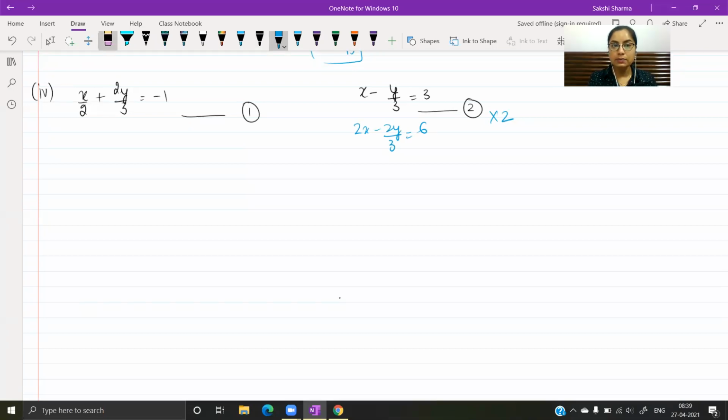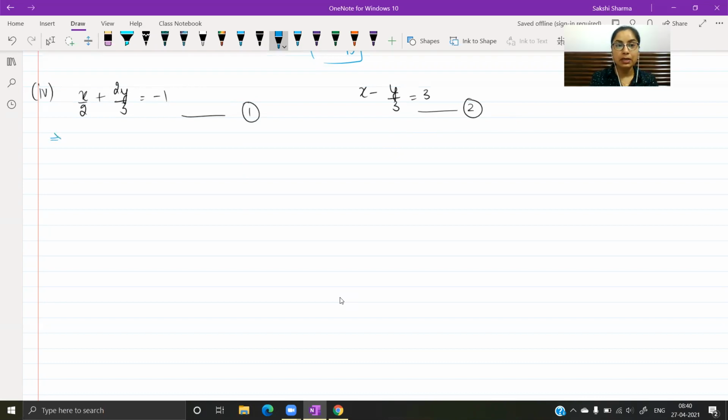If that seems inconvenient and you don't want to work with fractions, you can always go ahead and take LCM in both equations. Then you will not have fractions, and after that you can decide which term you want to eliminate. So tell me which one seems convenient to you. Taking LCM. Let's take LCM.